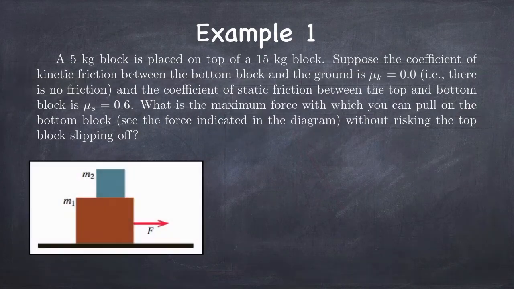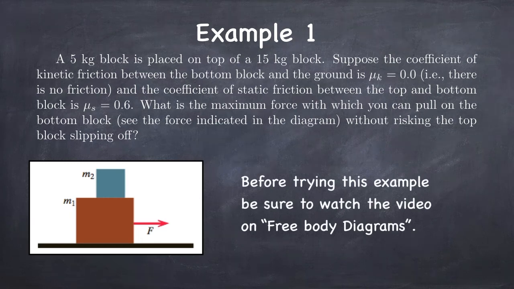Example 1 is you've got a couple of blocks, mass 1 and mass 2, being pulled by a rope or something, and the question is, what's the maximum force with which you can pull the bottom block without risking the top block slipping off? And just for simplicity, I'm assuming that the interface between the bottom block and the ground is frictionless. So it could be like an oil-covered, very smooth floor or an air hockey table or something.